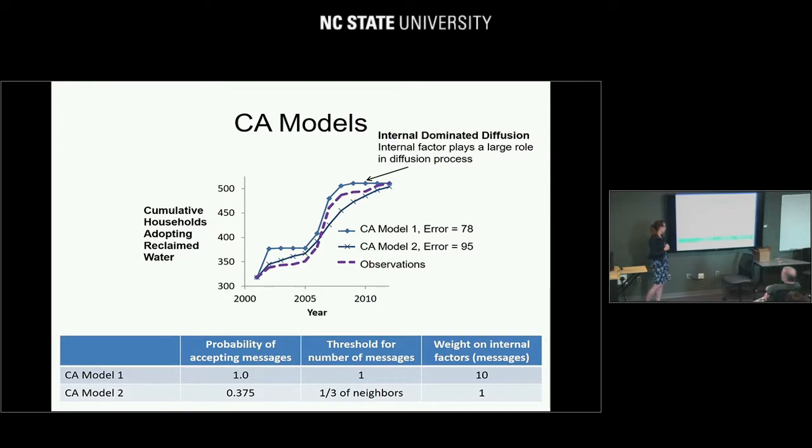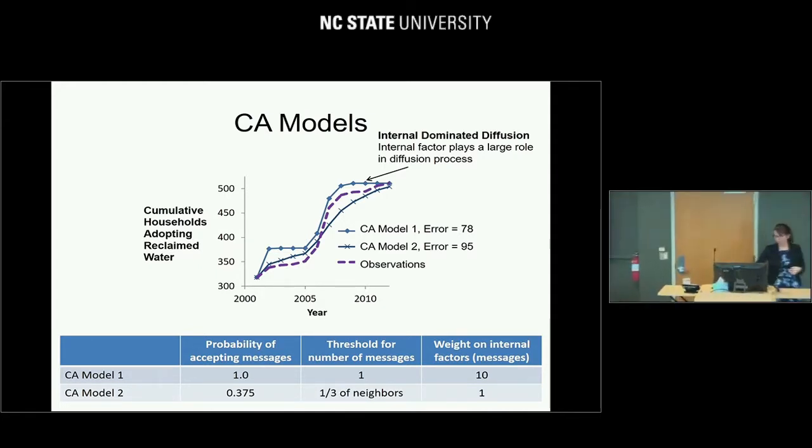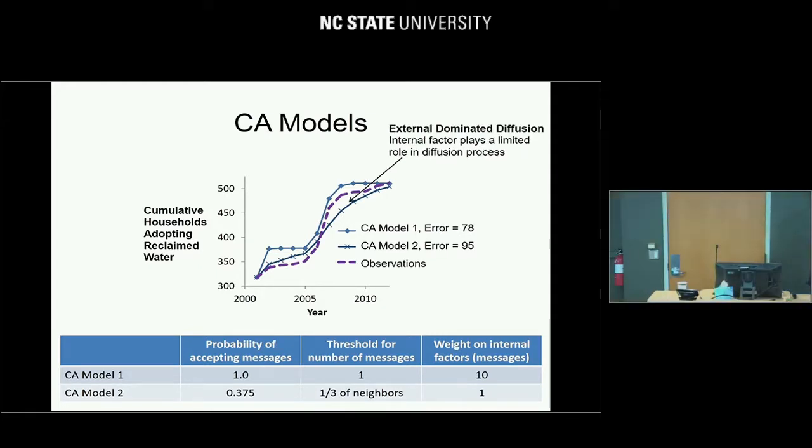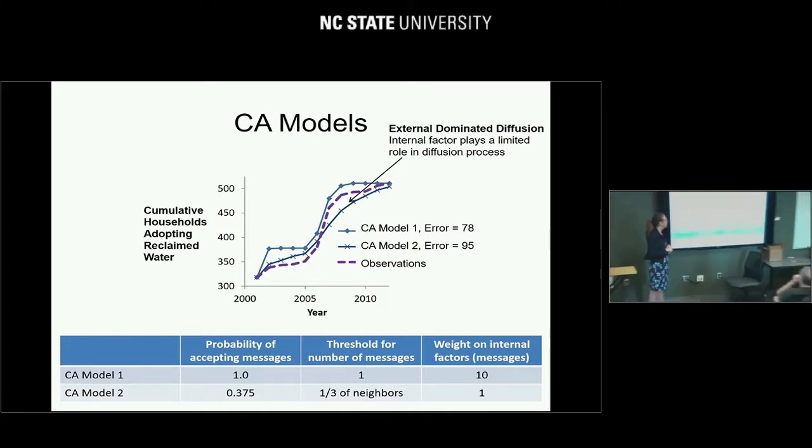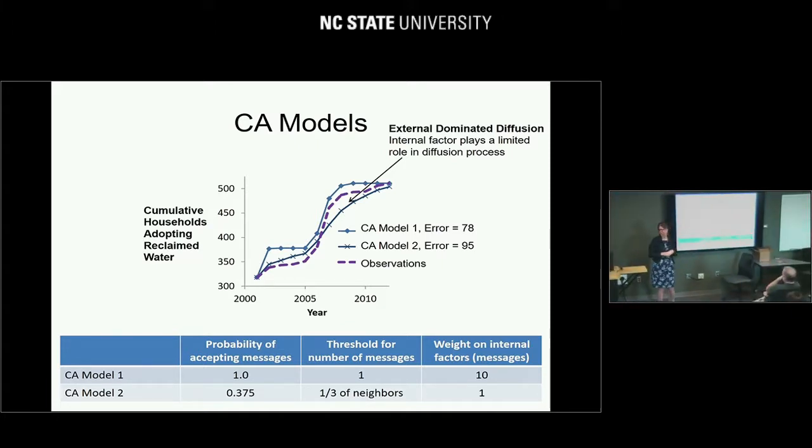And the other parameters that we looked for were the probability of accepting messages. So we do have the concept that you might receive a message and ignore it. And then the threshold for the number of messages that are received before adopting. The CA model 2, on the other hand, the external factor is really driving adoption here.